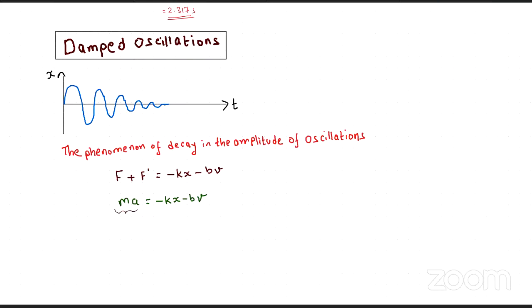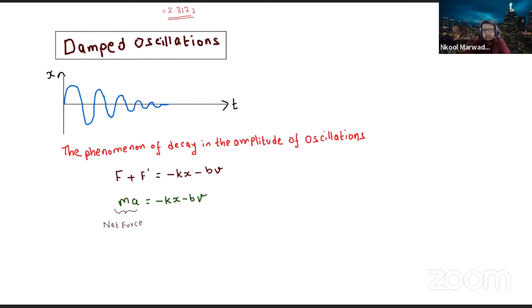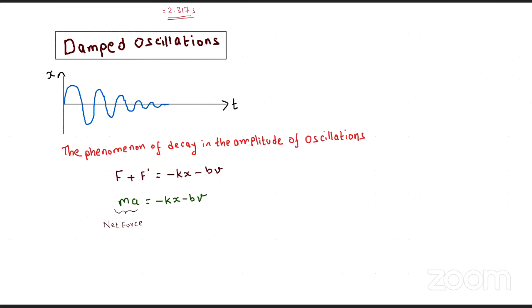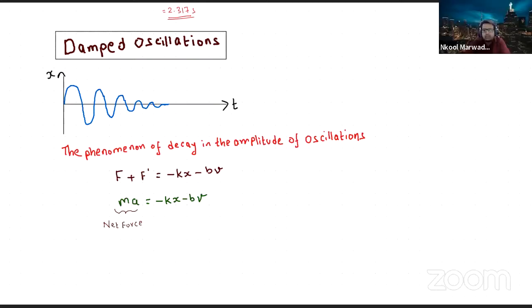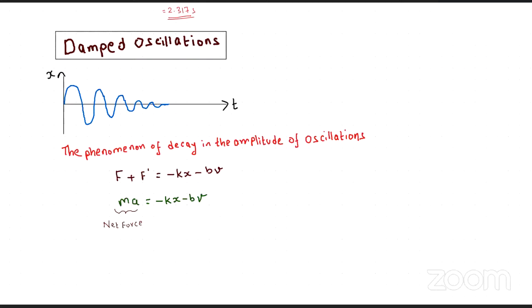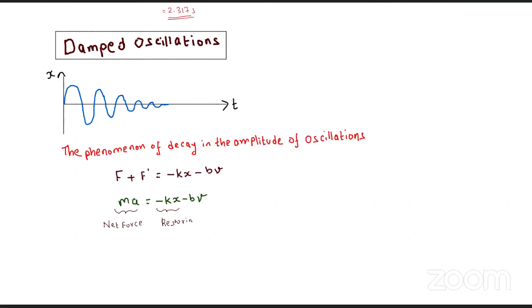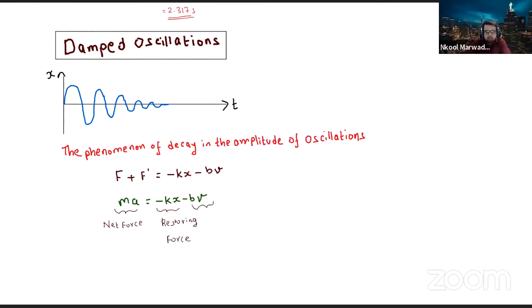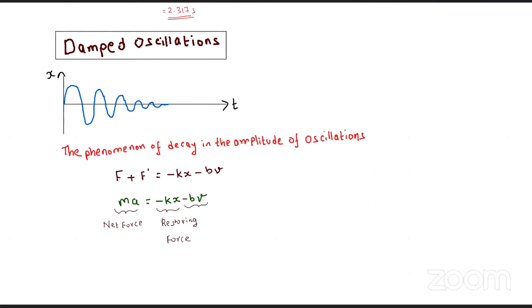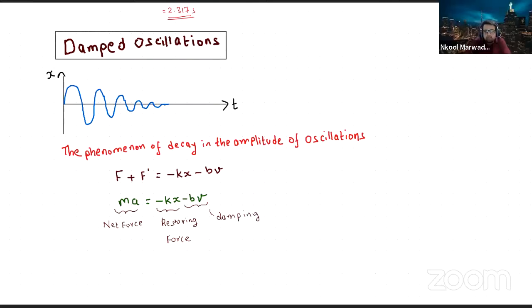So bv is the resistive force. Resistive force is also opposing in nature, and hence the minus is there. Small b is any constant, and v is the velocity with which the object is moving. It has been seen that a fast moving object experiences more resistive force. This is the restoring force, and this term, along with the minus sign, we call the damping force. It is responsible for this damping behavior.